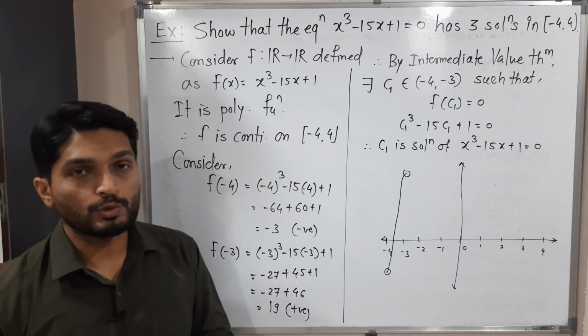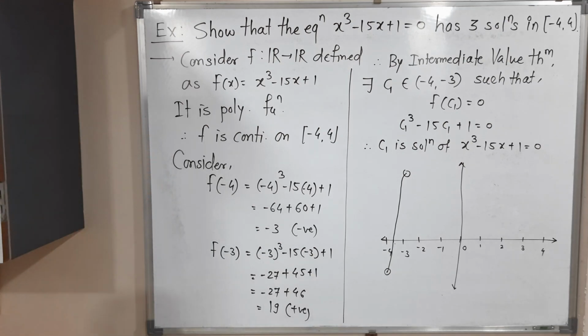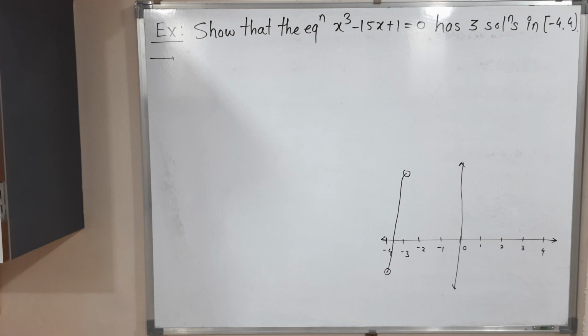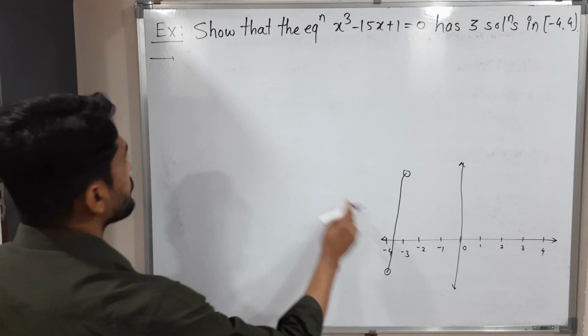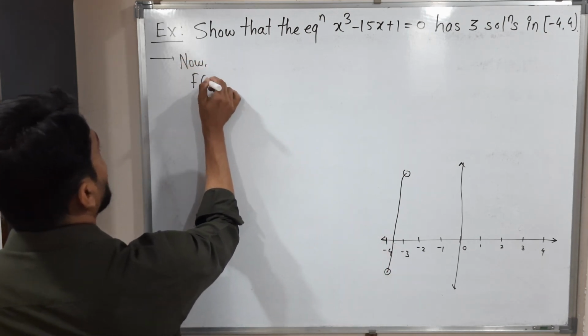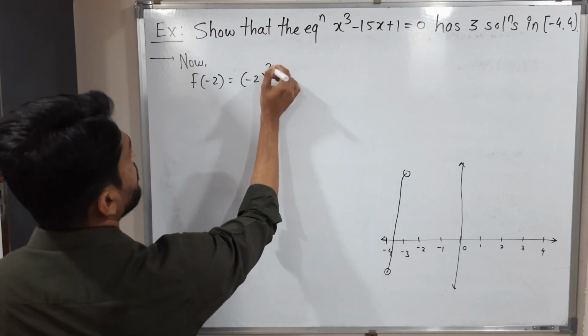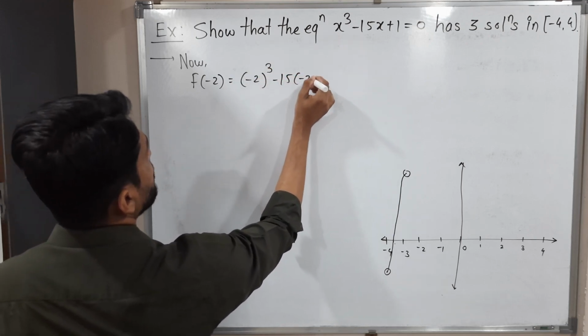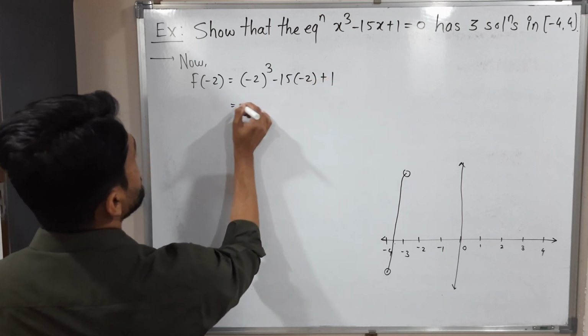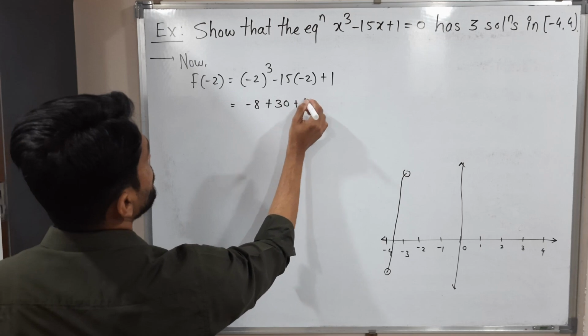Actually we want three solutions, so we want two more. Just take a screenshot of it, then I will go further. So let us move further. Let us find the value of f at -2. Now f(-2): in place of x I am putting -2, so (-2) cube minus 15 times (-2) plus 1, which is -8 plus 30 plus 1.